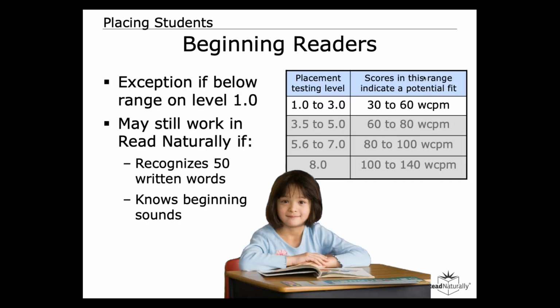If you have students who are beginning readers, and as you assess them in the program, when you try to place them, if they are still below a level 1.0, during the placement, they can still work and read naturally if they can recognize 50 written words and know beginning sounds.